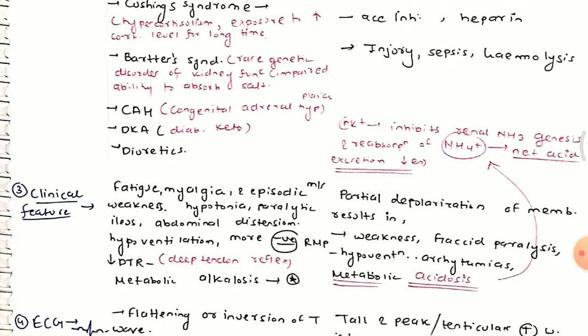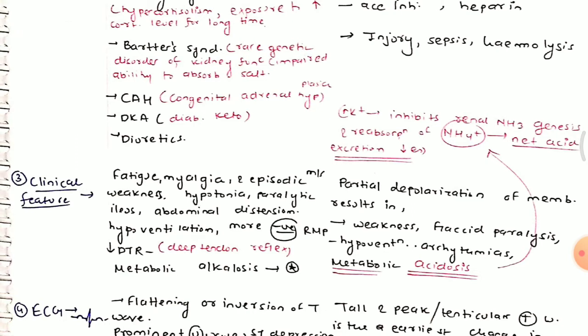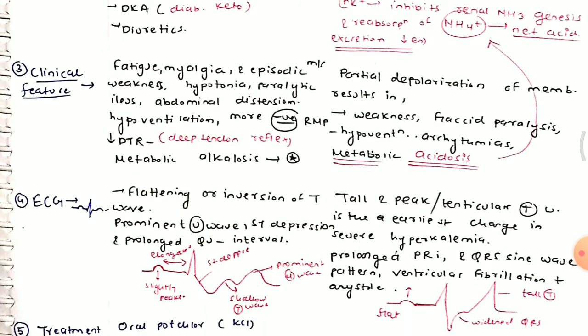Clinical features of hypokalemia include fatigue, myalgia, episodic muscular weakness, hypotonia, paralytic ileus, abdominal distension, hypoventilation, more negative resting membrane potential, decreased DTR, deep tendon reflex, and metabolic alkalosis. There are some ECG changes also which happen when there is hypokalemia, which include flattening or inversion of the T wave and prominent U wave, ST depression, and prolonged QT interval.